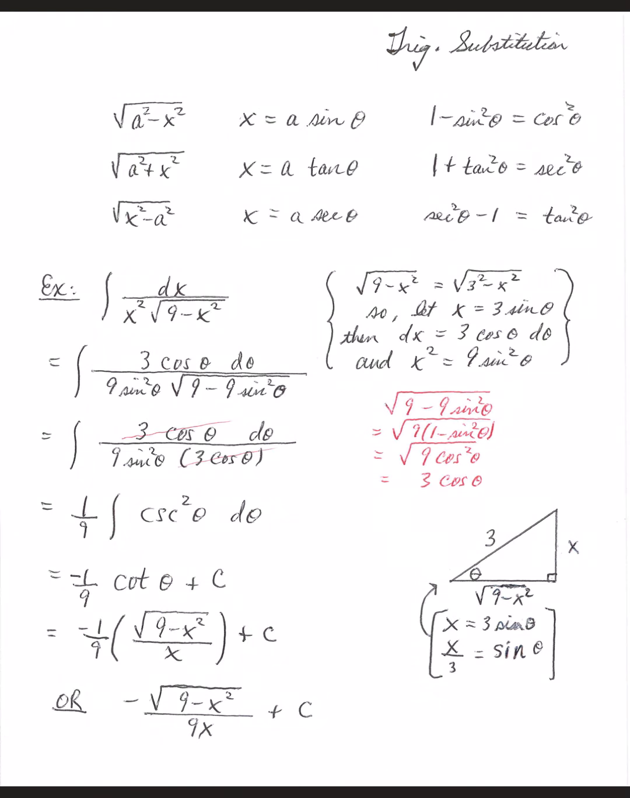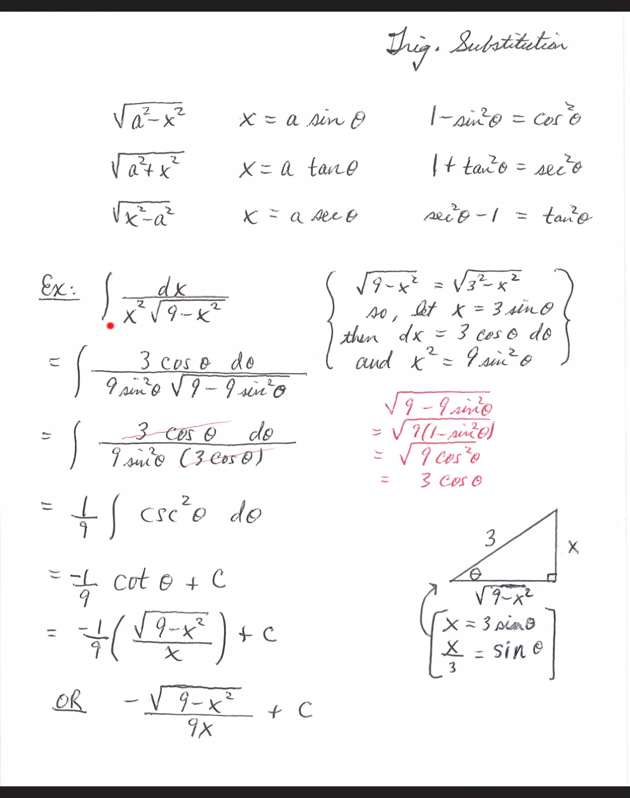Cotangent is adjacent over opposite. Remember, it's the reciprocal of tangent. Square root of 9 minus x squared over x is how you get cotangent theta back in terms of x.